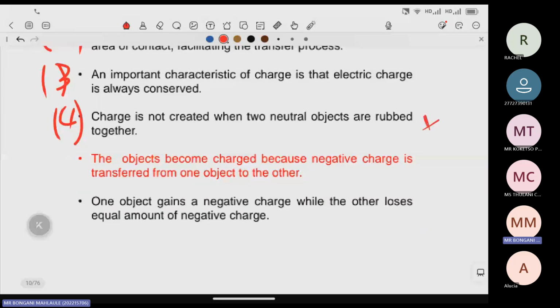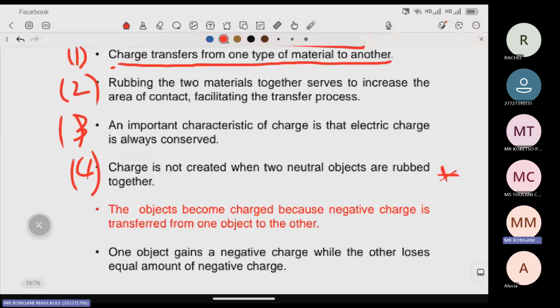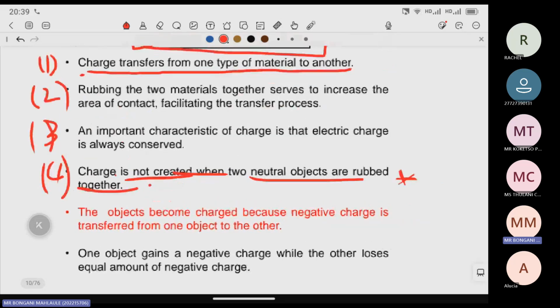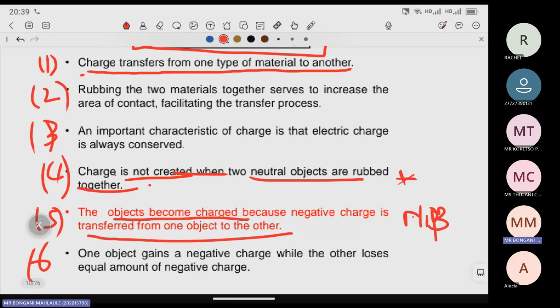Another property that is important here is this one. You have to understand that a charge is not created when two neutral objects are rubbed together. And then this one is also one of the important properties: a negative charge will be transferred from one object to another when you charge two objects.